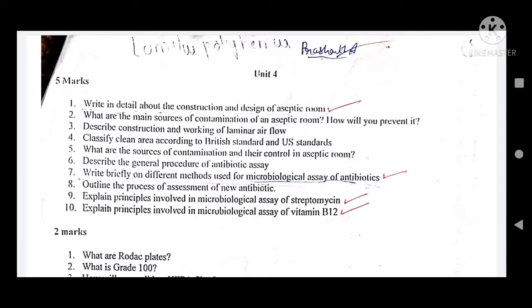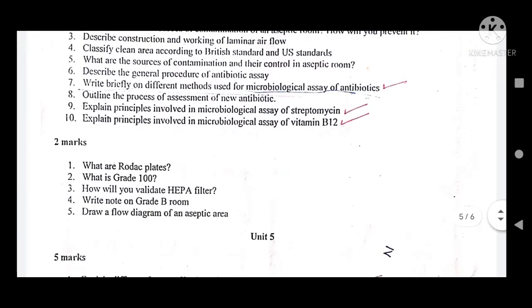In this Unit 4, most of the asked questions were for 5 marks. Clear? There is a probability of these 5 marks questions being asked for 10 marks. In 10 marks you have to elaborate your answers and write, and use some of the best diagrams for your paper representation. And now these are the 2 marks questions.